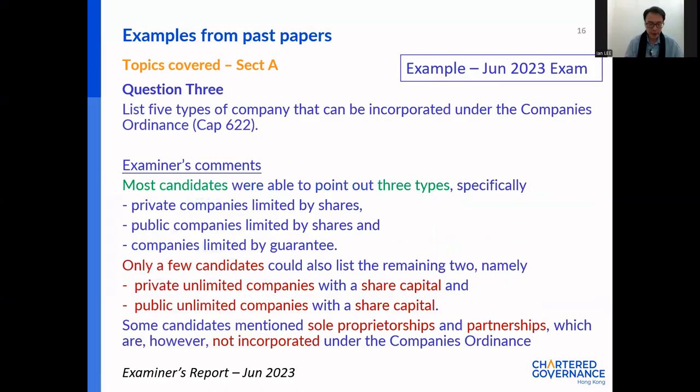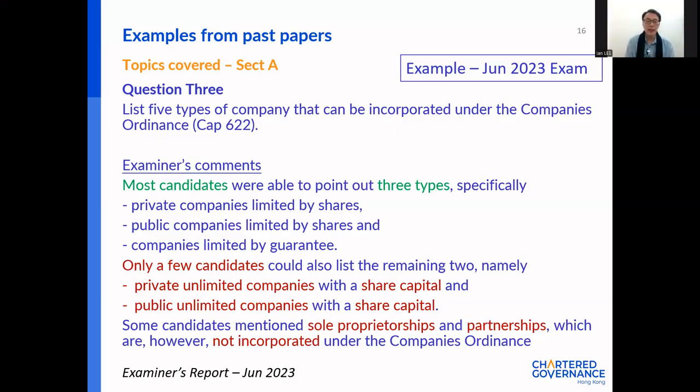Okay, now let's look at the third question. List 5 types of company that can be incorporated under the Companies Ordinance. So the examiner commented that most candidates were able to point out 3 types, specifically private companies limited by shares, public companies limited by shares, and companies limited by guarantee. So you recall earlier I mentioned these 3 most common would cover most types already. So I understand why most candidates got this correct.